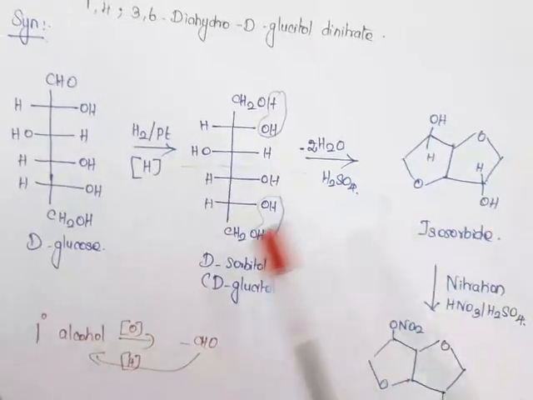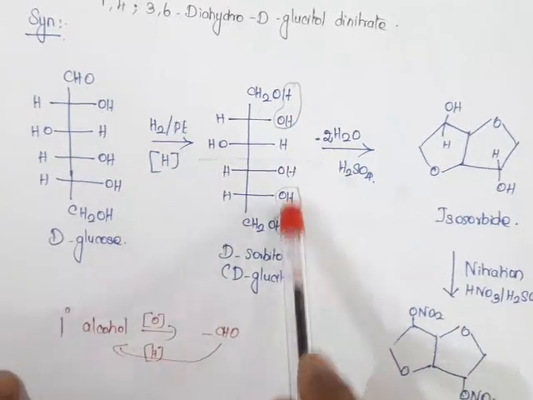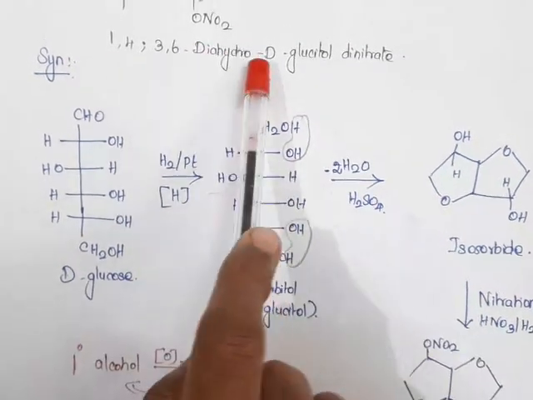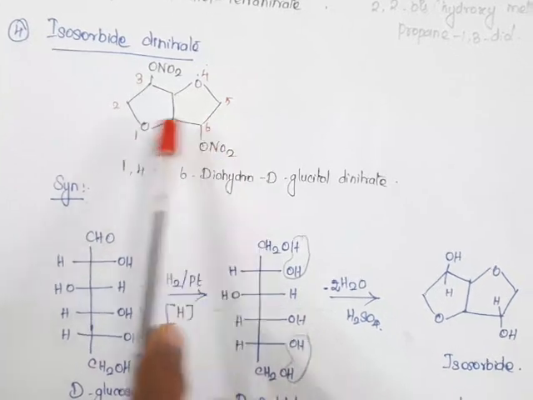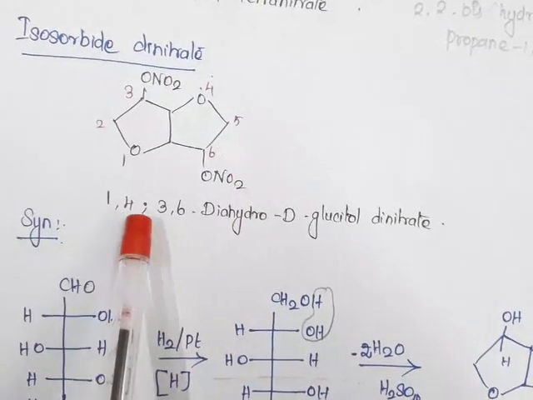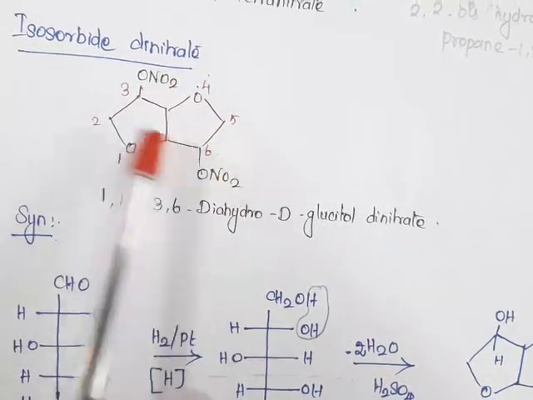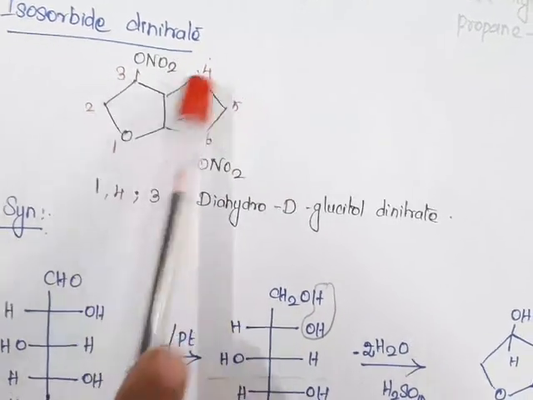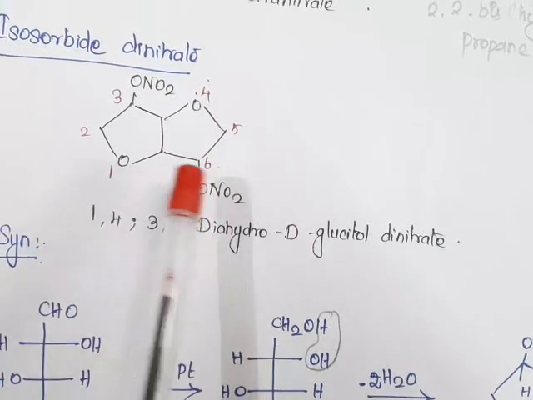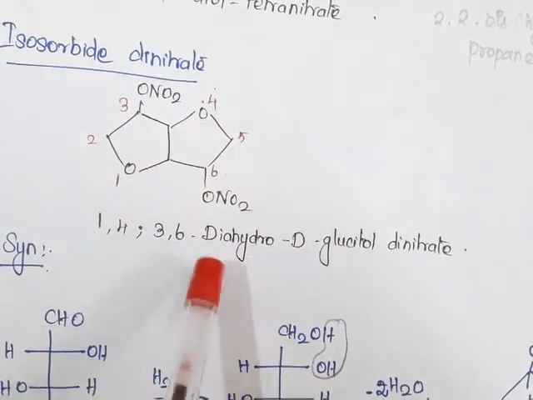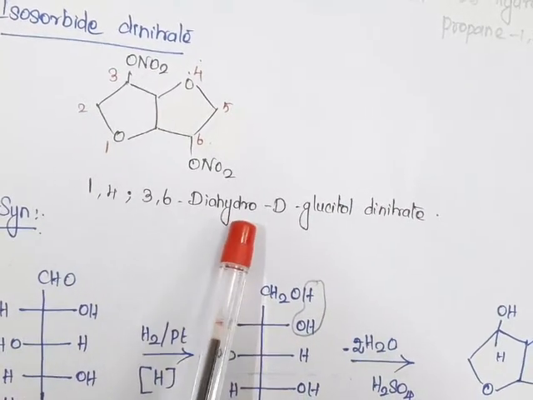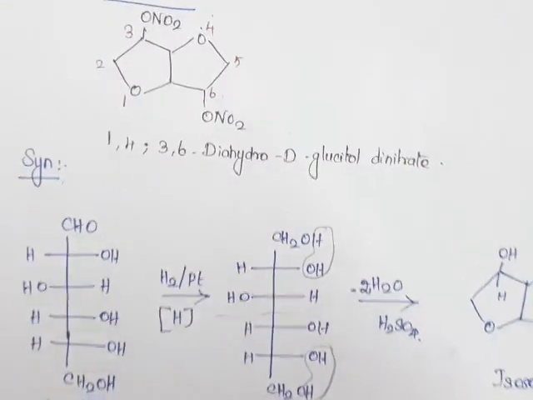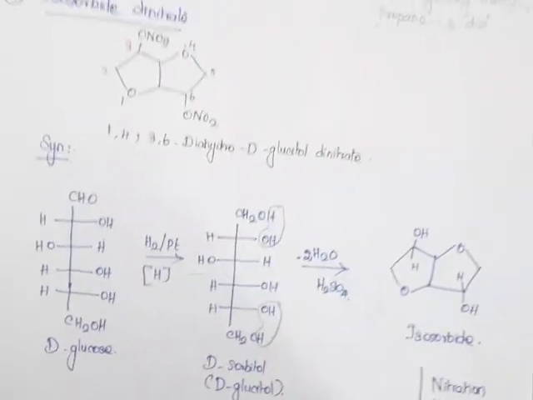Removal of water can be called anhydration. How many molecules of water will be removed? Two molecules. That's why di-anhydro. So this is called di-anhydro D-glucitol dinitrate. While numbering, this is 1, 2, 3, 4, 5, 6. Where we have oxygen is 1 and 4. That's why 1, 4. And this ONO2 group is attached at the 3rd and 6th. That's why 3, 6. So 1, 4, 3, 6. Two molecules of water will be removed to get this one from glucitol. That's why di-anhydro D-glucitol dinitrate. Otherwise we can write 1,4:3,6-di-anhydro D-sorbitol dinitrate. That's all. After this we have completed nitrovasodilators.